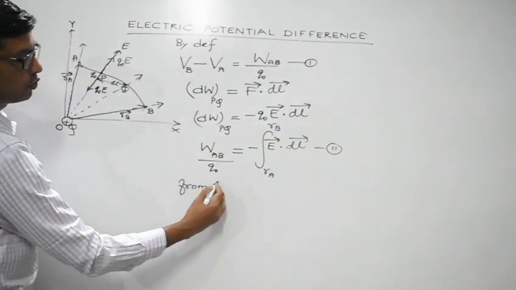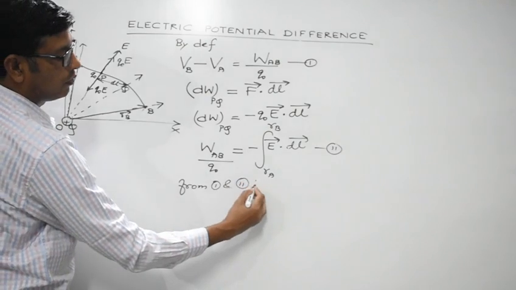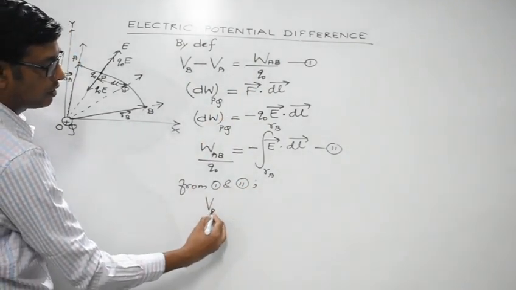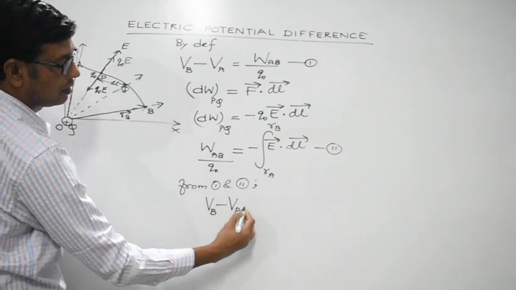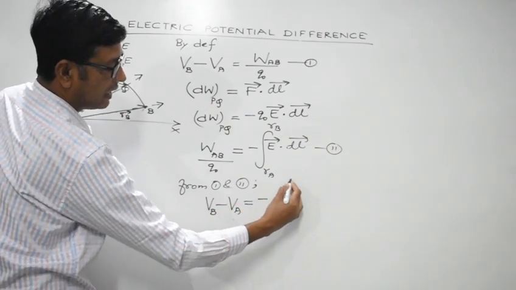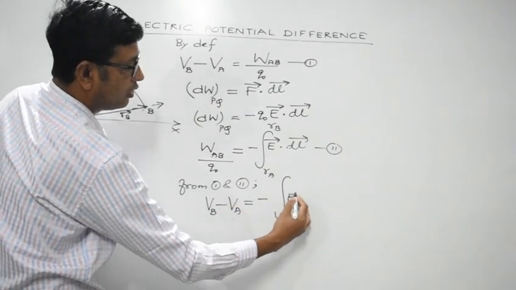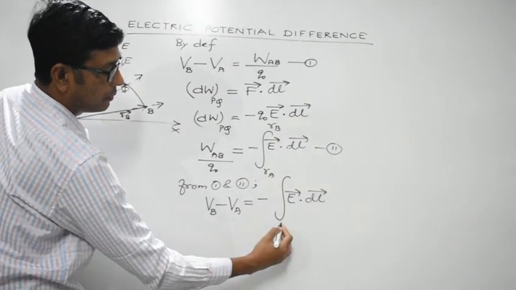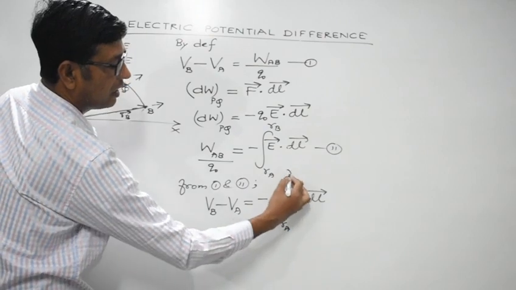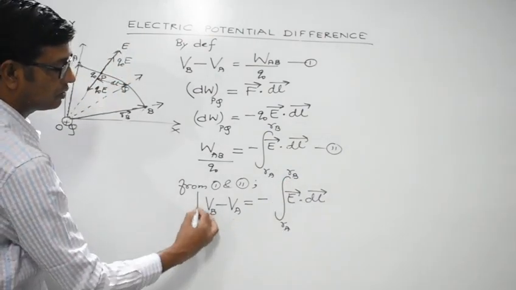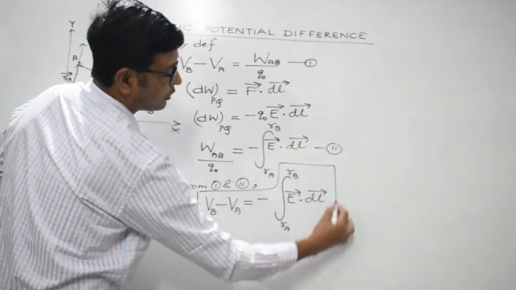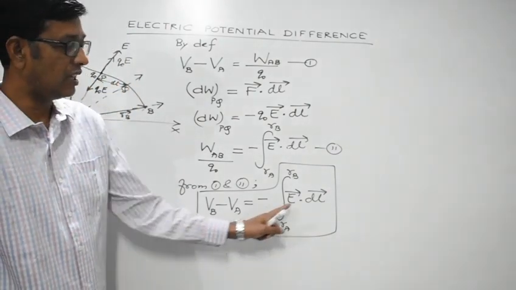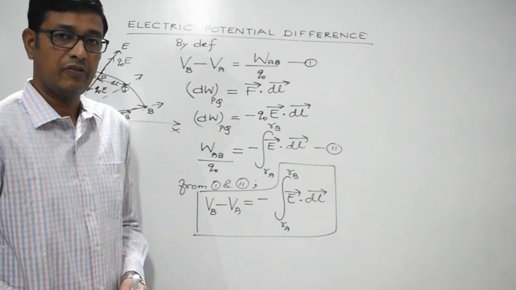So from 1 and 2, we conclude that potential difference is numerically equal to the negative of the line integral of the electric field between the two given points, which in this case is A and B. So this is a very, very important expression. And this gives the relationship between the potential difference and the line integral of electric field.